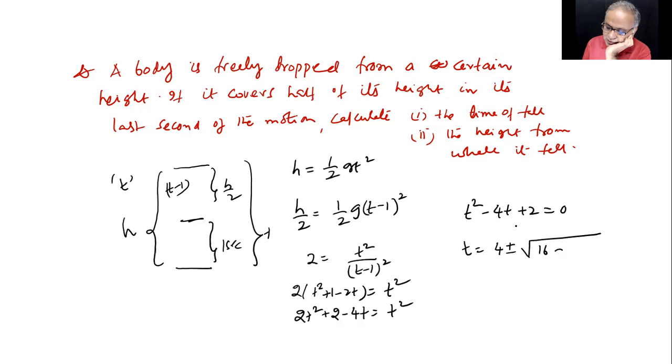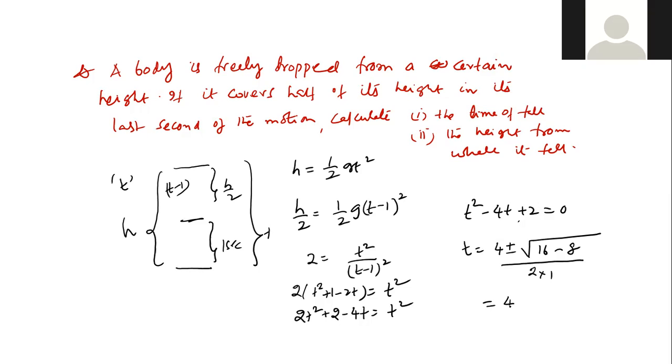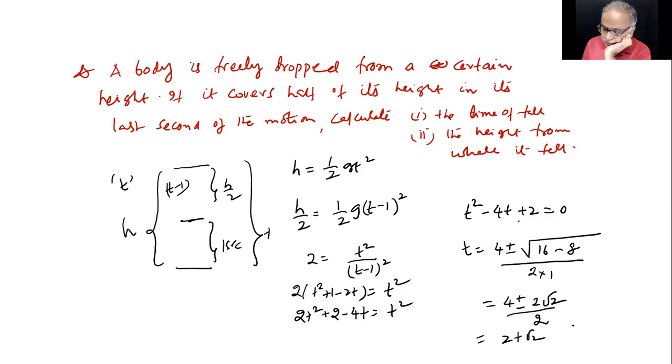Sorry, 4ac. Yes, 4 into 2, 8, right? By 2a, 2. Minus b plus or minus root of b square minus 4ac by 2a, right? Yes, sir. So 4 plus or minus 2 root 2 by 2, root 8 is 2 root 2. So t equals 2 plus root 2 or 2 minus root 2.